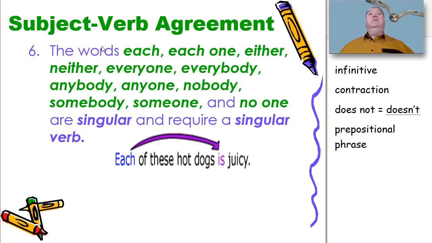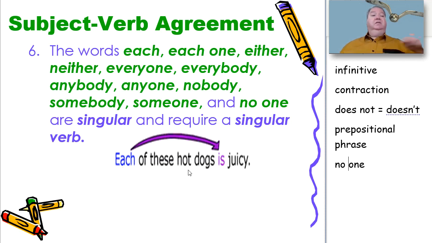Now, notice most of these, except for each one, everyone, everybody, anybody, anyone, nobody, somebody, someone, these are all one word. However, no one is written as two words. That's because if we wrote it together, that looks like noon. Okay, it just doesn't look right. So no one has to be separated. We need a space there. Okay, these are considered singular.